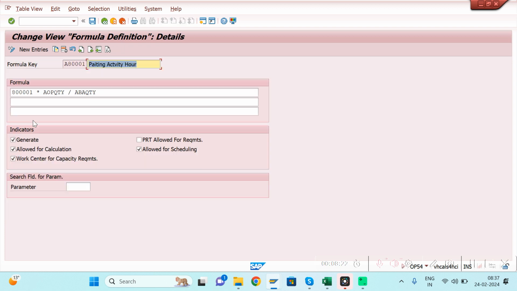Second, I created a semi. So semi: defined parameter multiplied by operational quantity divided by base quantity. This is the formula I defined. Then this is the semi variable. In semi variable, your defined parameter plus 10% of the defined parameter multiplied by your operational quantity divided by your base quantity. So this is the formula I have defined. Likewise, there are a lot of complicated formulas you require for routing hours calculation.